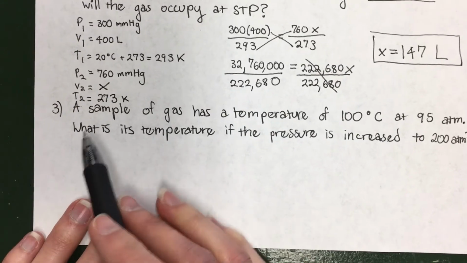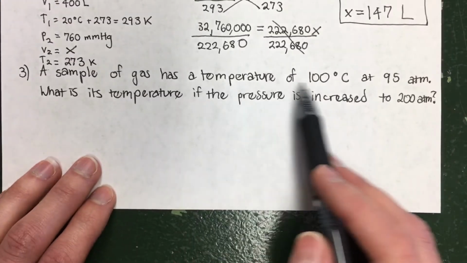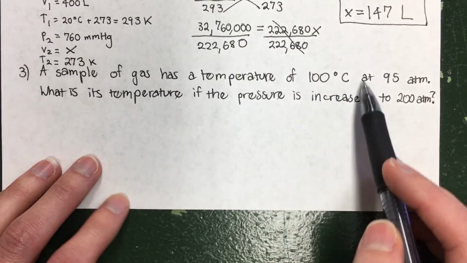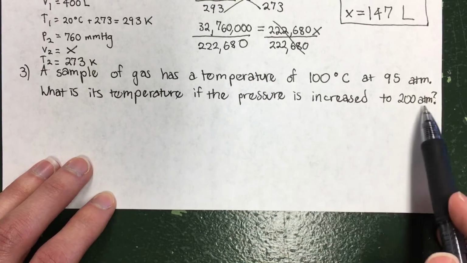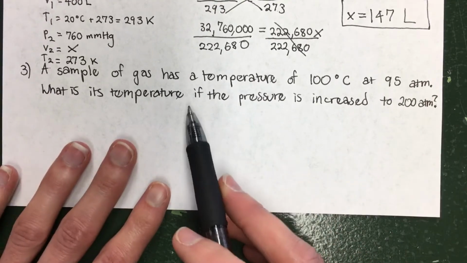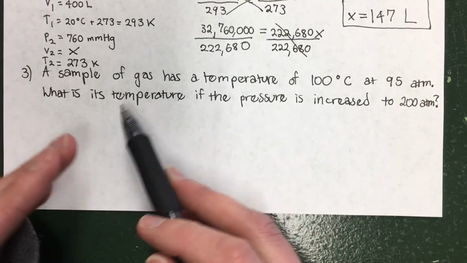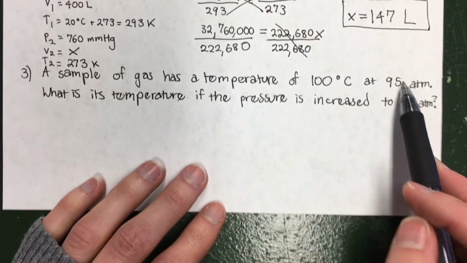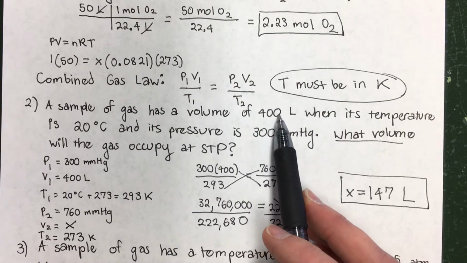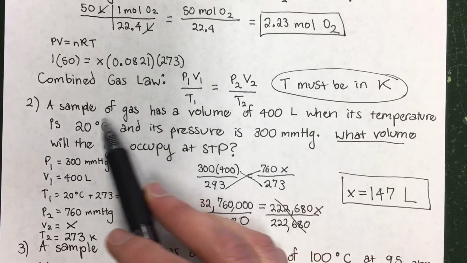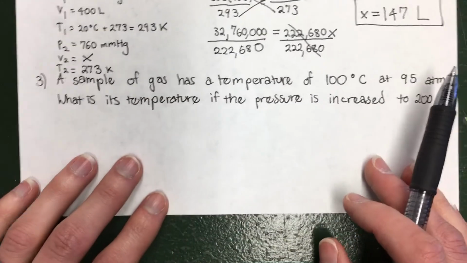Okay, next problem. Using the combined gas law again. A sample of gas has a temperature of 100 degrees Celsius at 95 atm. What is its temperature if the pressure is increased to 200 atm? Okay, so again, we can tell that we need to use the combined gas law when we have a gas that is changing conditions, like it's going from one pressure to another pressure. Or in this case, it was going from several different things, a different volume and a different temperature and a different pressure. Like all of those things were changing.